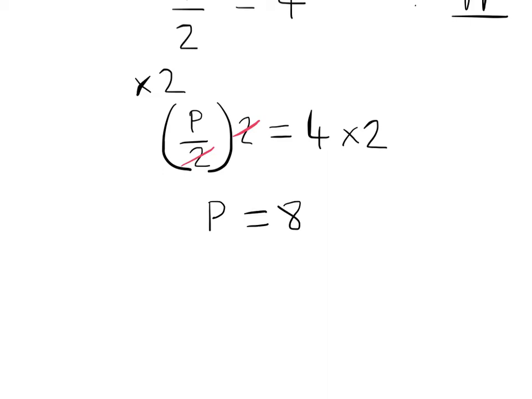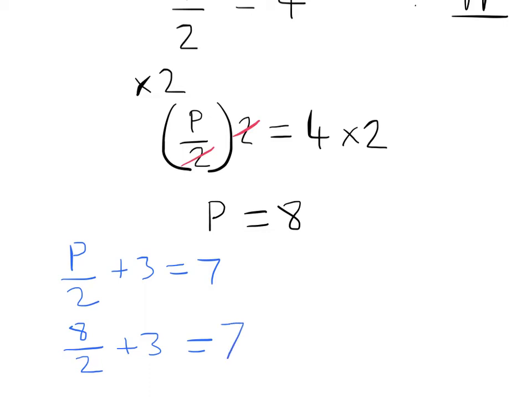Fantastic. As a mathematician, we are going to check. We always want to check. p over 2 plus 3 equals 7. Well, let's substitute that in. Let's say 8 over 2 plus 3 equals what? Well, 8 over 2 is 4, plus 3 equals 7. Fantastic. You got it right. p is equal to 8.